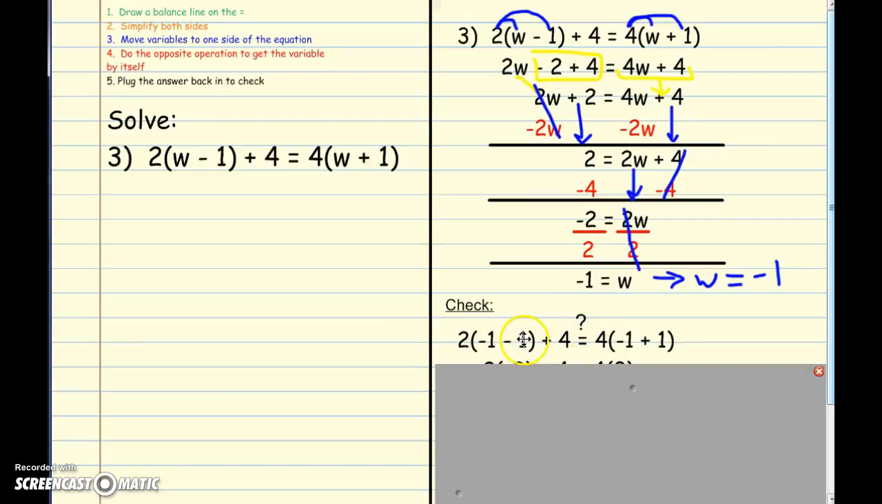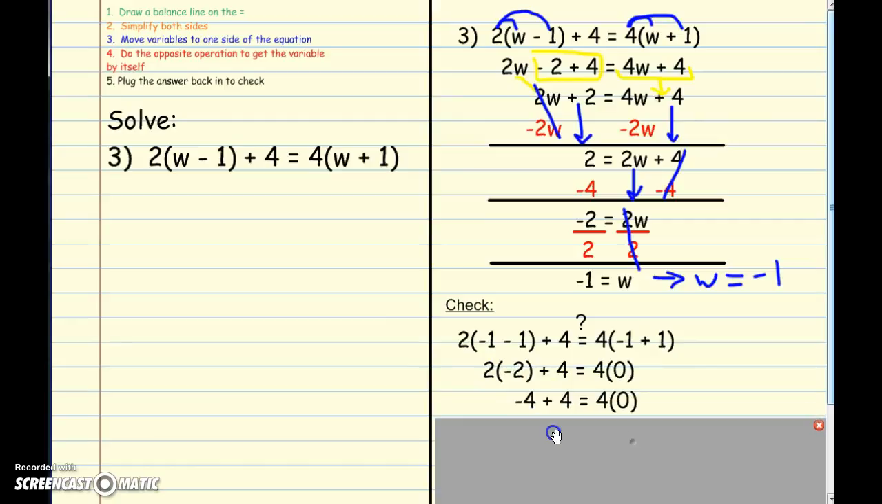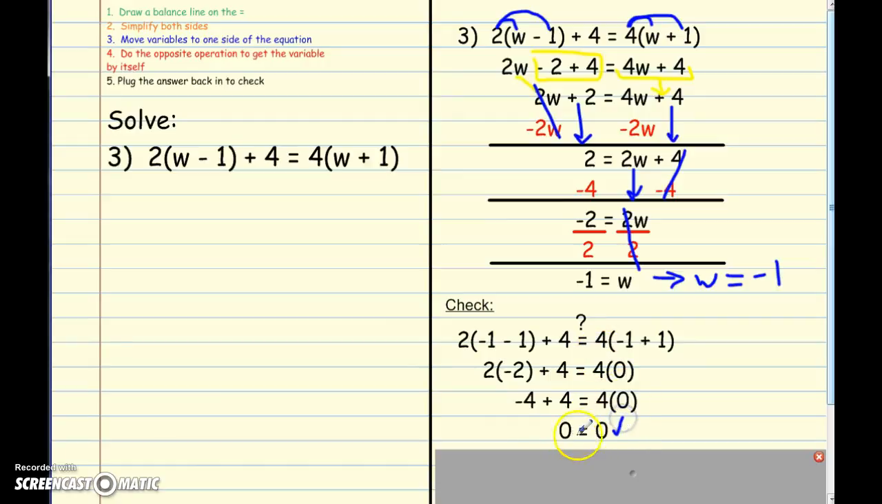So first thing I'm going to do, inside the parentheses, negative 1 plus 1 is 0. And 2 times negative 2 is negative 4, and adding them together we get 4. So we know in this case, because I got down to the same number on both sides of the equal sign, that what we did was correct. If you had gotten to this point and you had something like 7 equals 0, then you know that your solution back here is not correct.